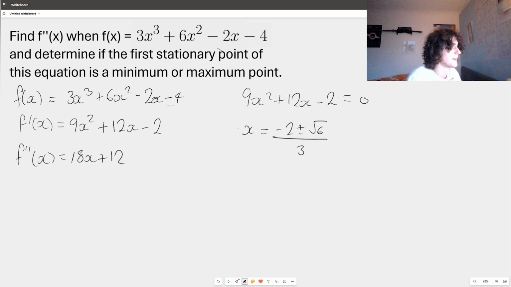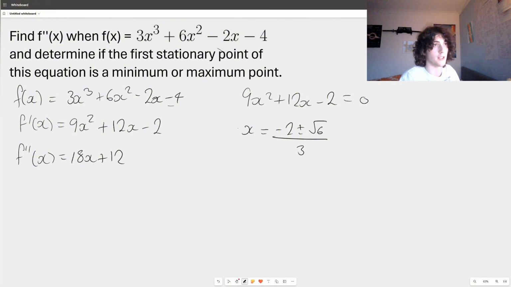Okay, so how do we find if this stationary point, so at x equals this, is a minimum or a maximum point? Well, we need to find the coordinate at which this occurs. So the coordinate on this graph at which our gradient is 0 is equal to this x value here, and we need to determine if at this x value, or at one of these x values, our value for the second derivative is higher or lower than 0.